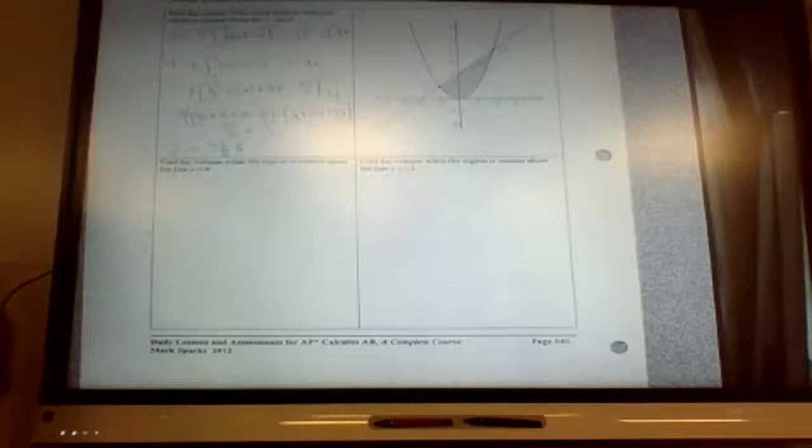Okay, now let's change it up a little bit. Find the volume when the region is rotated around the line y equals 4. Okay, so we're not going to subtract 0 this time, because we're going around y equals 4 right here.